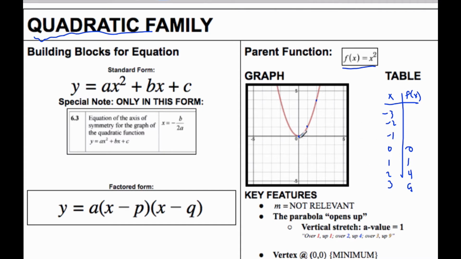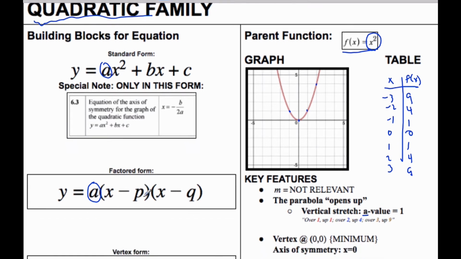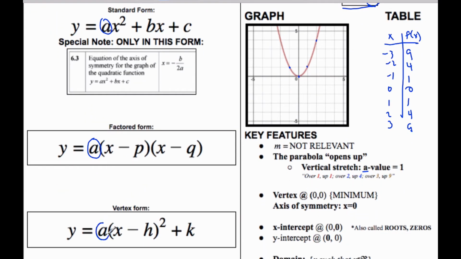And I go over -1, up 1, because -1 squared is +1. -2 squared is 4, so over -2, up 4. And that pattern is true for any quadratic that has an x squared in it. When we have what we call the a value, here it is 1. And this a value in standard form is the same as this a value in factored form. It is also the same a value for what we have called vertex form. So this a is the same for all different forms.